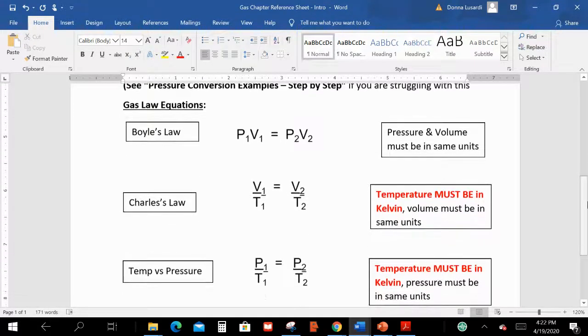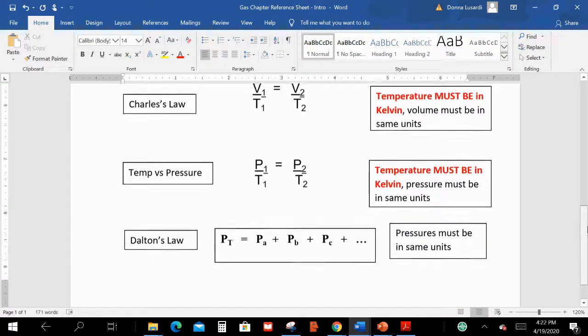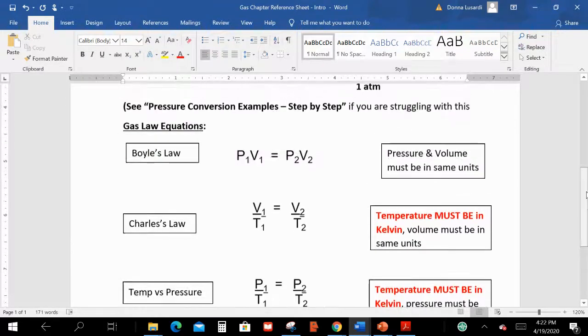Next is a summary of all the gas law equations that we'll be using in this chapter. When pressure and volume are the quantities that are changing, we use P1V1 equals P2V2. Pressure and volume must be in the same units. I can't plug in atmospheres on one side and millimeters of mercury on the other. So this is the first equation that I've already presented.